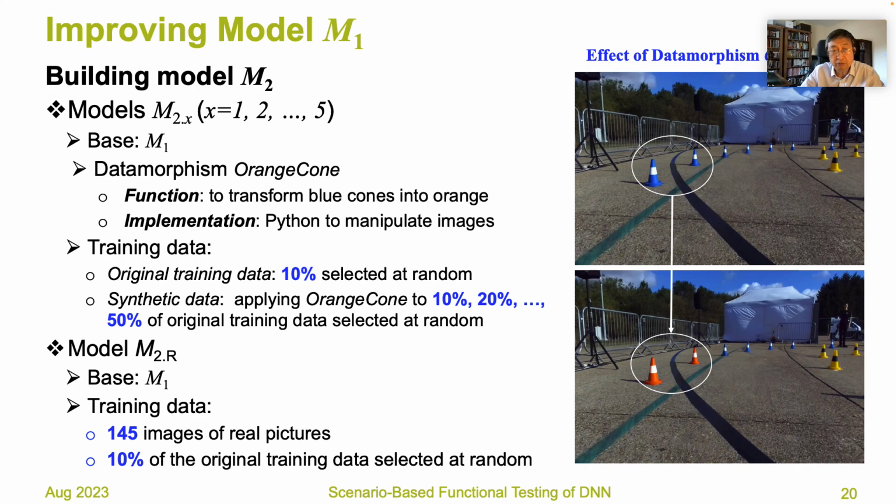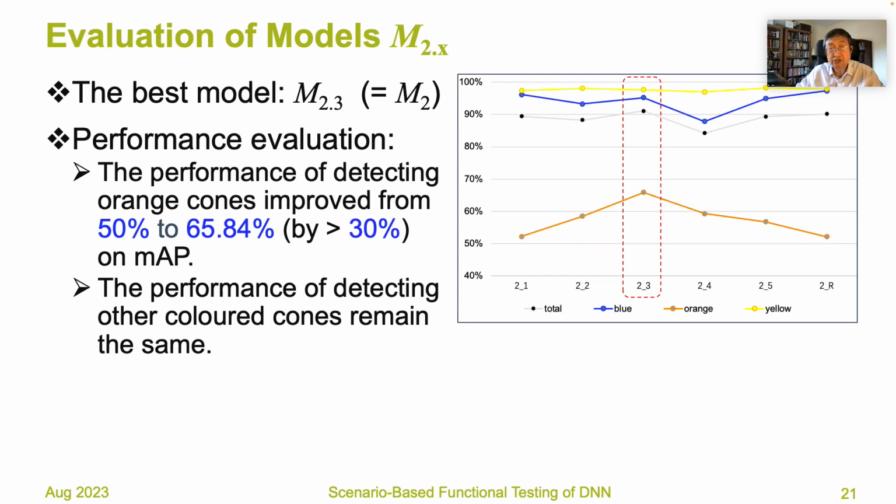We call it Model 2.R, which uses 145 images of real pictures taken by our team, independent of the testing team, with 10% of the original training data selected at random. The result is shown here in the picture.